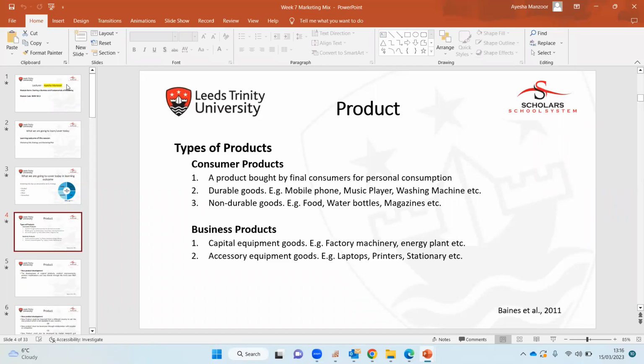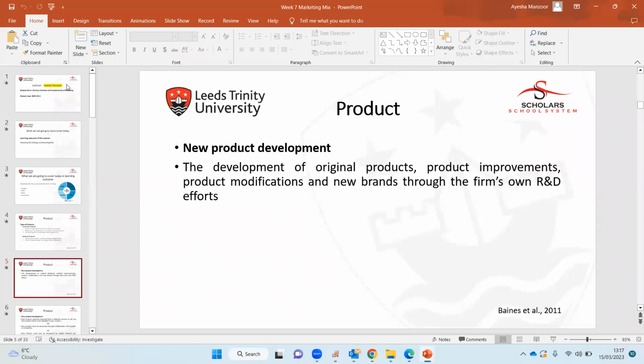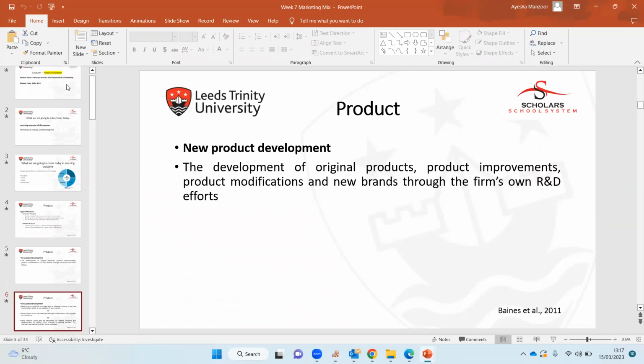In consumer products, we discussed a product bought by the final consumer for personal consumption. For example, durable goods. There are non-durable goods as well. Durable goods are like mobile phones, music players, washing machines, etc. Non-durable goods are perishable, for example food, water bottles, magazines, etc. And then business products: capital equipment goods and accessory equipment goods. We have discussed the products.